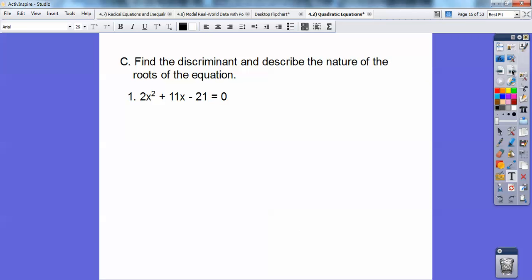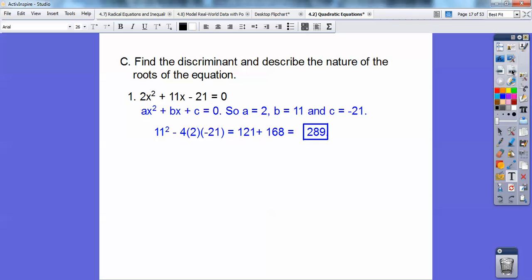Find the discriminant and describe the nature of the roots of the equation. Here's a quadratic equation. Notice A is 2, B is 11, C is negative 21. So I just plug in b squared minus 4ac. 11 squared minus 4 times a times c, and I get 289. There's the discriminant. Since that's positive, there are two real roots. So there are two answers.